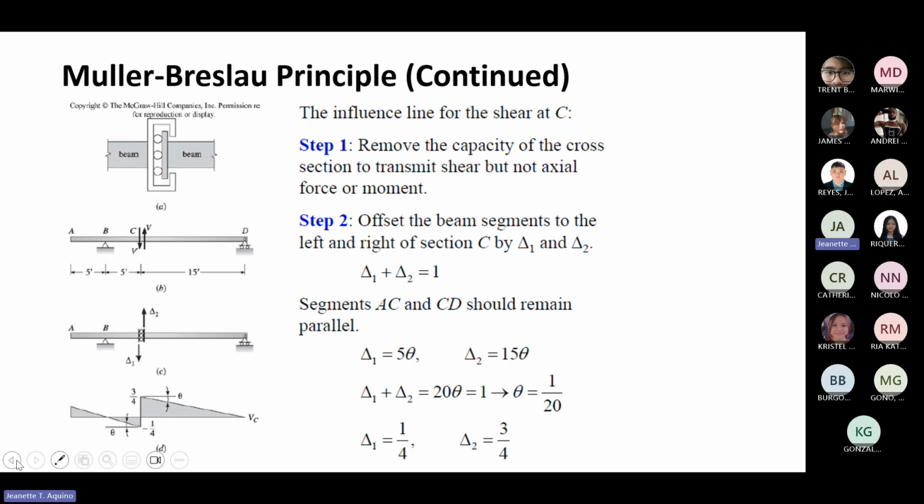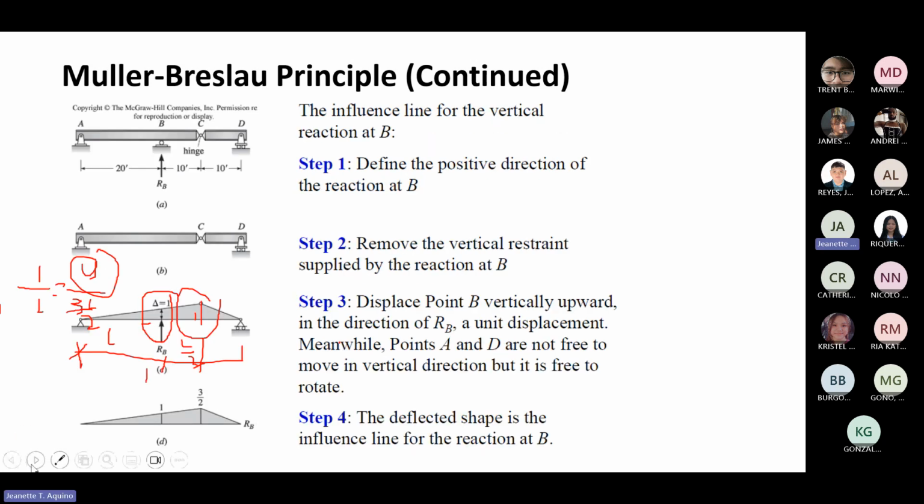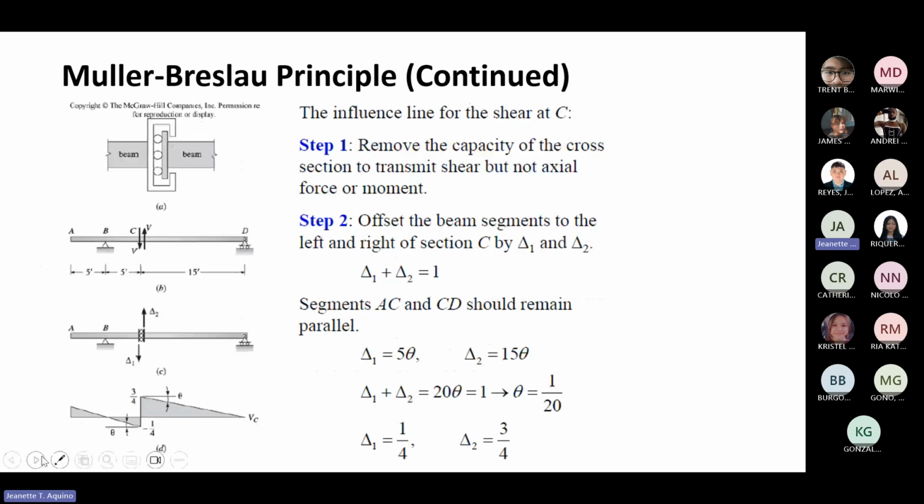Okay, so here we have a cantilever part, and a roller at B, a hinge at B, and a roller at D. And so we want to know the shear at point C. So remove it, offset the beam.